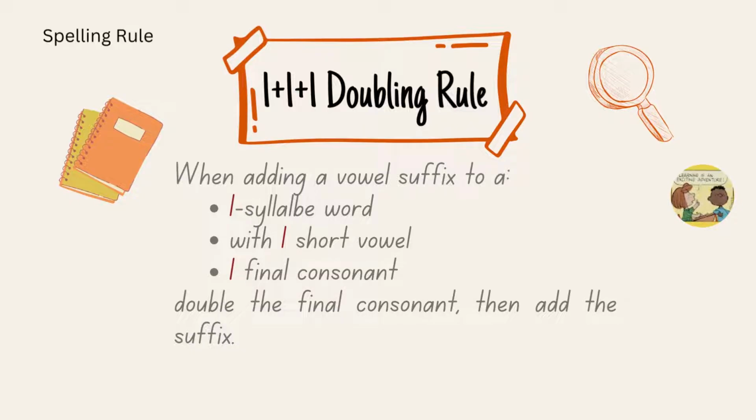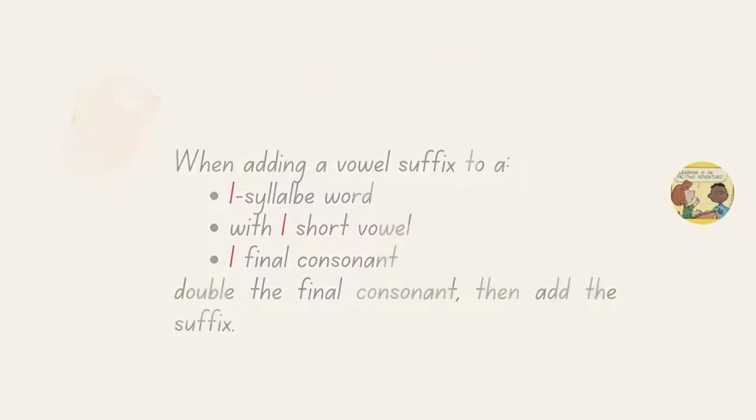When we add a vowel suffix to a one-syllable word with one short vowel and one final consonant, we have to double the consonant before adding the suffix.